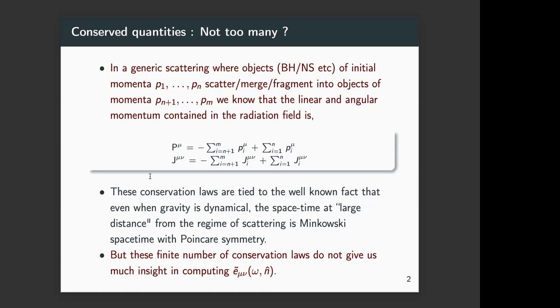And these conservation laws are tied to the well-known fact that even though gravity is dynamical, at large distances the space-time becomes flat. And so we have Poincare symmetry as a symmetry of scattering. But of course, these are a finite number of conservation laws, so they don't give us too much insight into computing this radiative field. Here the convention is that omega is the frequency of the field when I'm looking at the frequency domain, n is the direction at which we are placing the detector, and E is the metric.